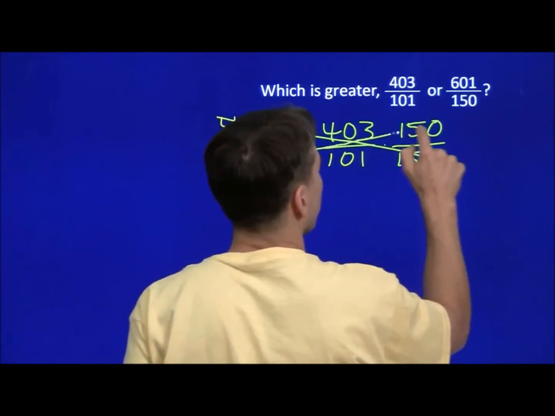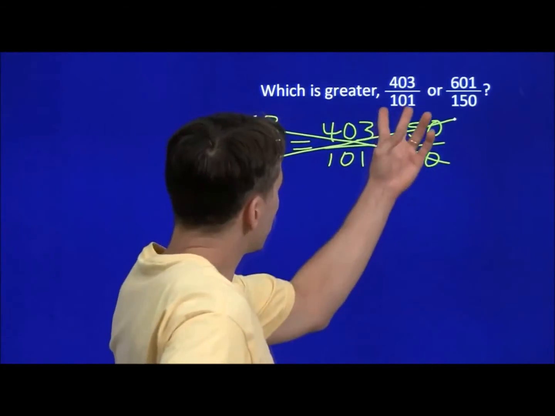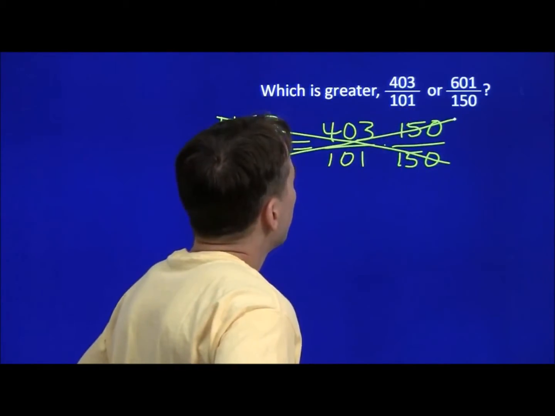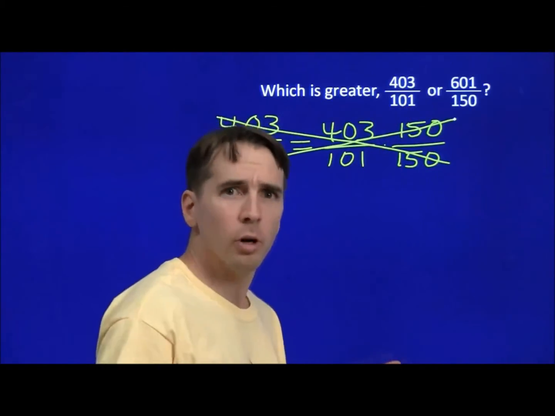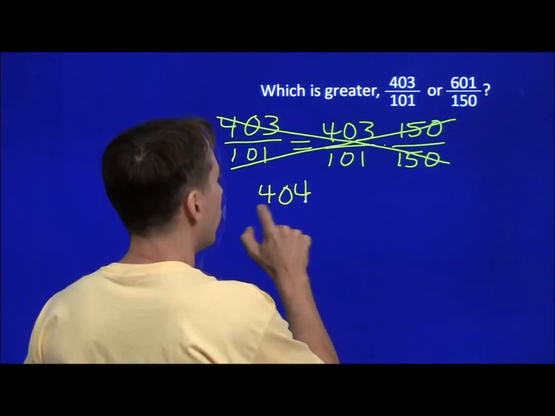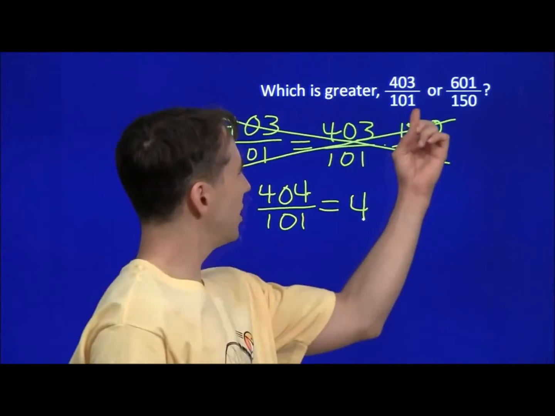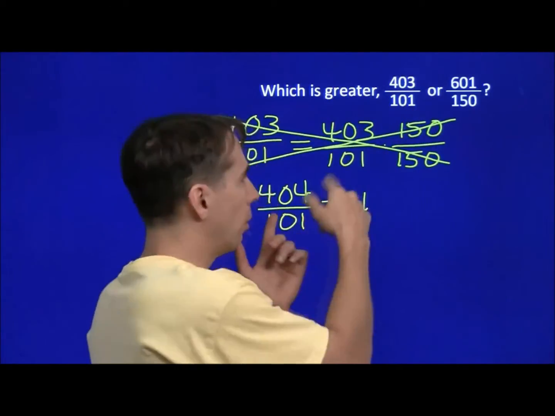Fractions are numbers. Let's think about that. That helped us out with the last two problems. Fractions are numbers. Check this one out. 403 over 100. Well, 404 over 101, that's easy. 404 over 101, that's just 4. So we see that this number is just a little bit less than 4.